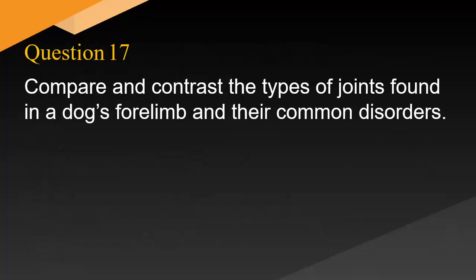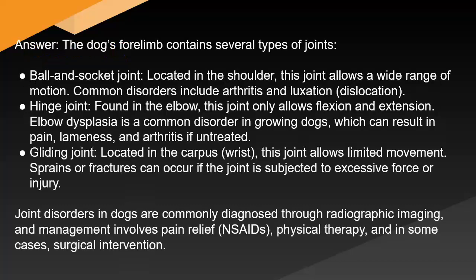Compare and contrast the types of joints found in a dog's forelimb and their common disorders. Answer: the dog's forelimb contains several types of joints. Ball and socket joint. Located in the shoulder, this joint allows a wide range of motion. Common disorders include arthritis and luxation, dislocation. Hinge joint. Found in the elbow, this joint only allows flexion and extension.